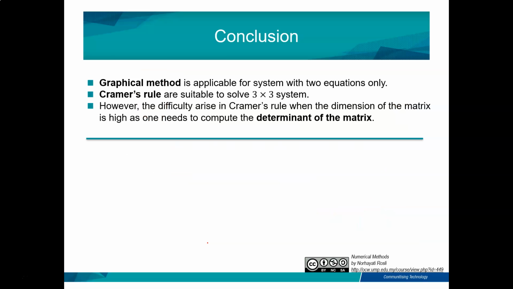As a conclusion, the graphical method is applicable for a system of two equations only. Cramer's rule is suitable for a system of 3 by 3, but when you have a high dimension system, you need to compute the determinant of a high dimension matrix, which makes it complicated to solve. So how do we overcome this complexity? We'll go to a more interesting method that we learn in the next video, which is the naive Gauss elimination method.